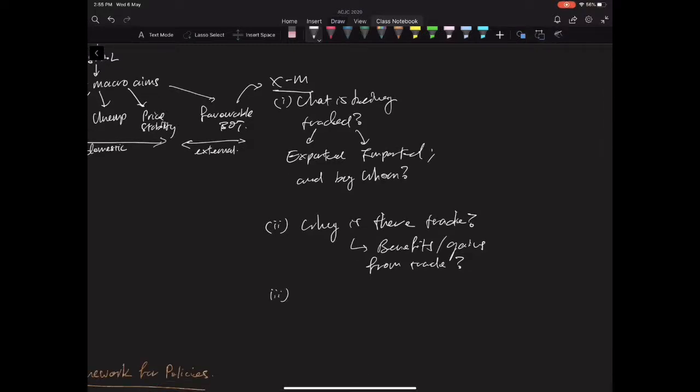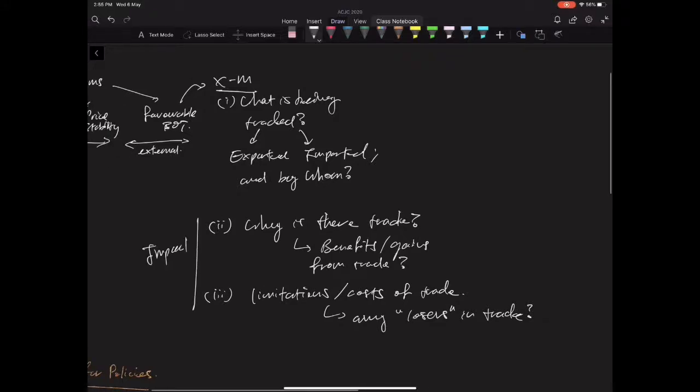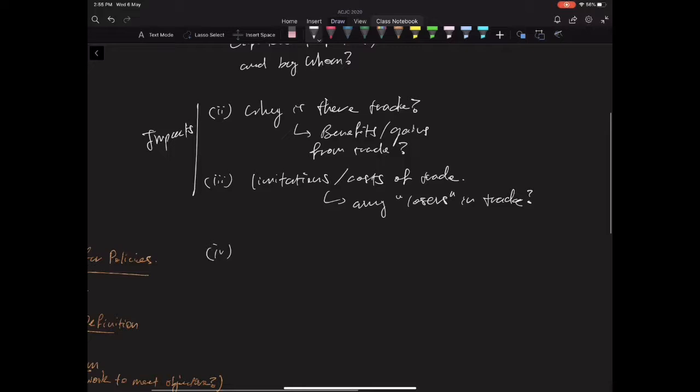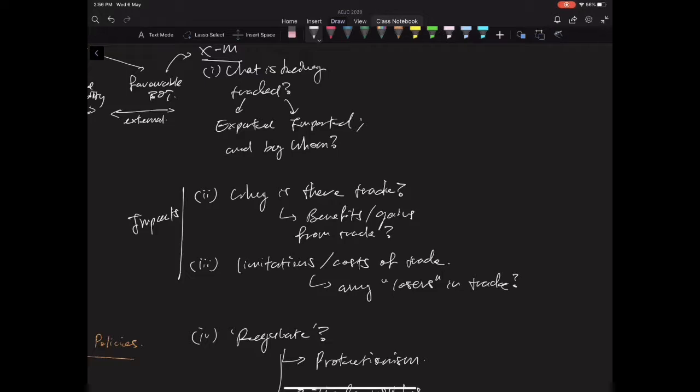And then we also want to answer, what are some of the limitations or costs of trade? Are there any losers in trade? Right? And these are really very important questions because they are the impacts of trade. So not just do we see what is happening, we also understand the impact of what is happening. And then if we see the impacts, we ask ourselves, is there any way to regulate? And that's where we study some policies on protectionism. And there are some other trade policies which we will cover very soon. So these are the very natural questions when we study trade and globalization.